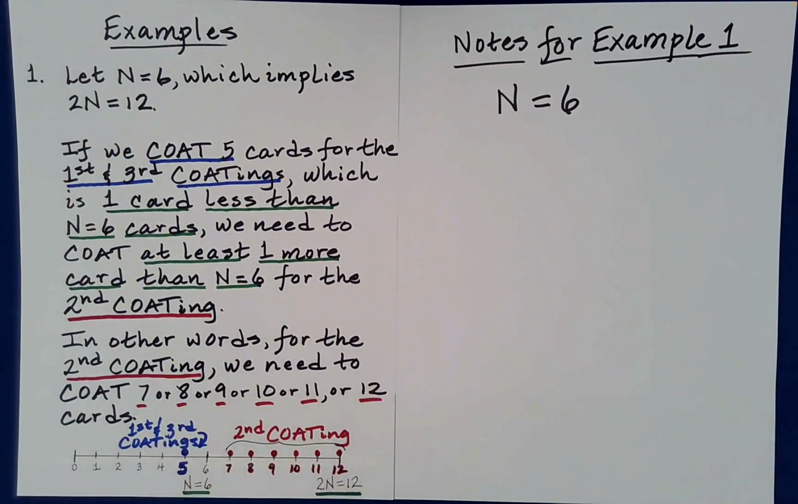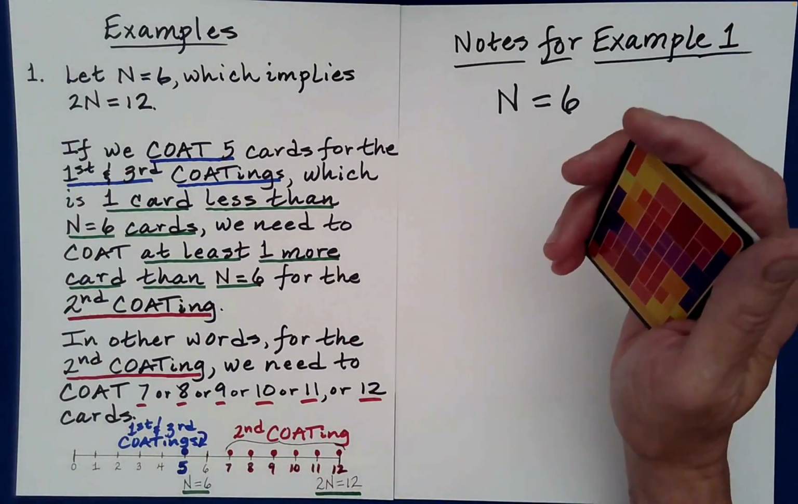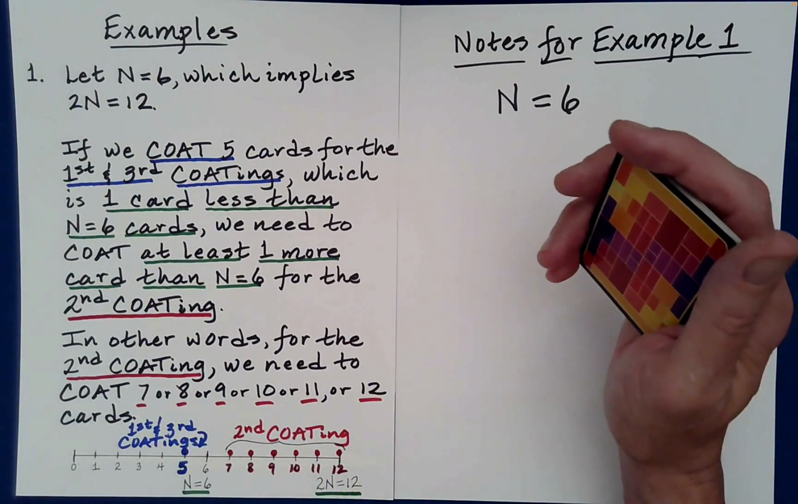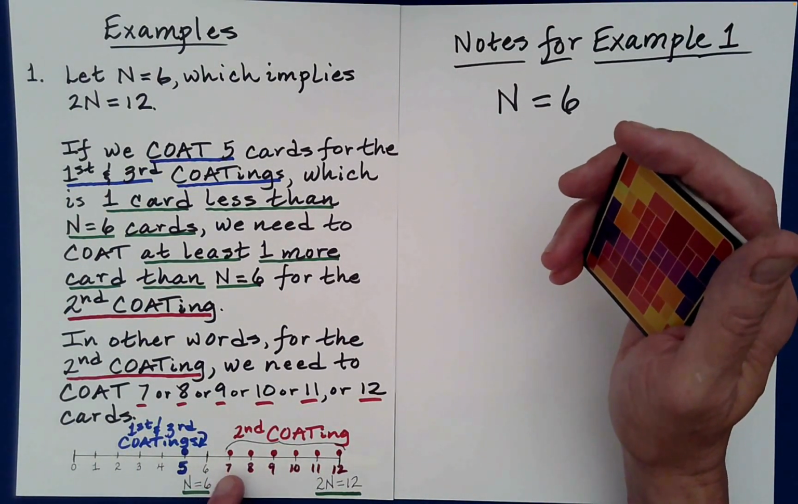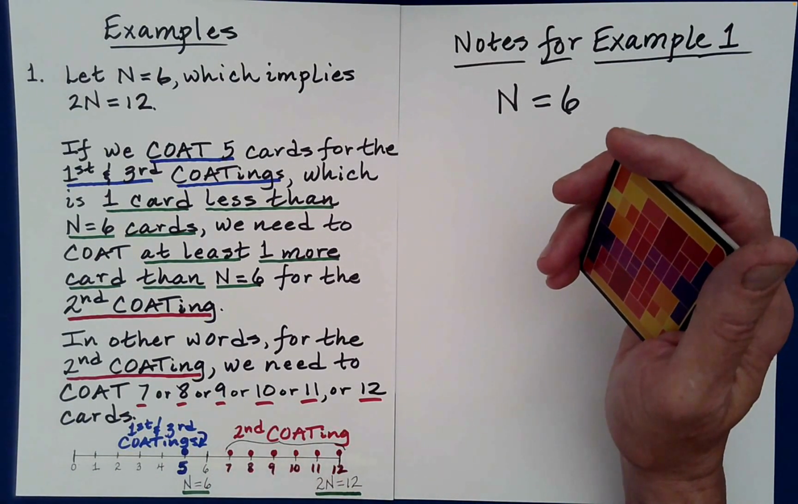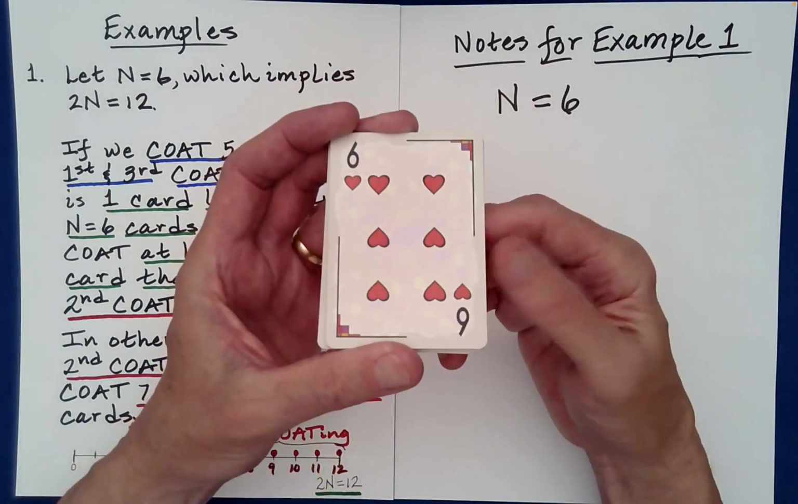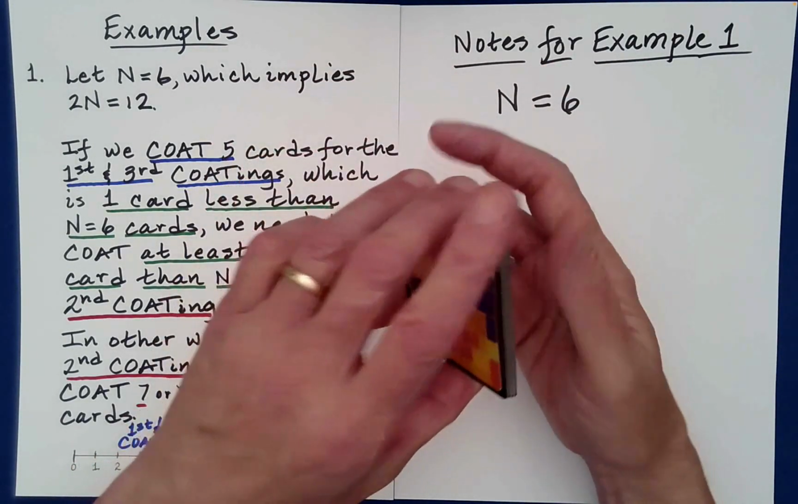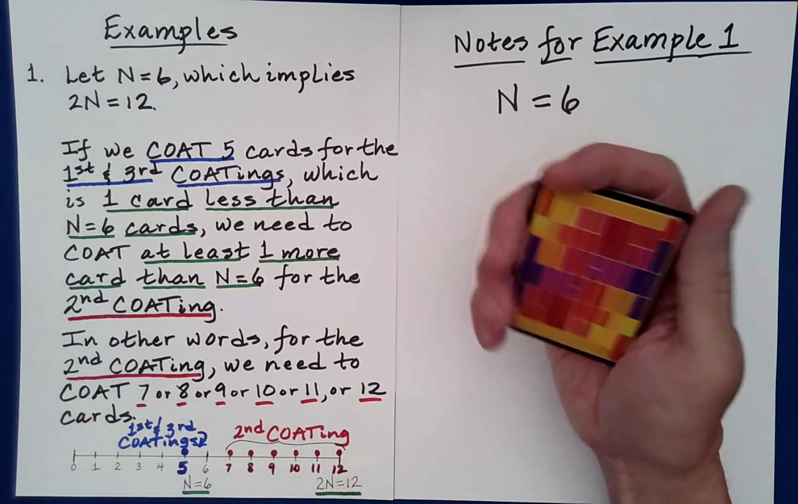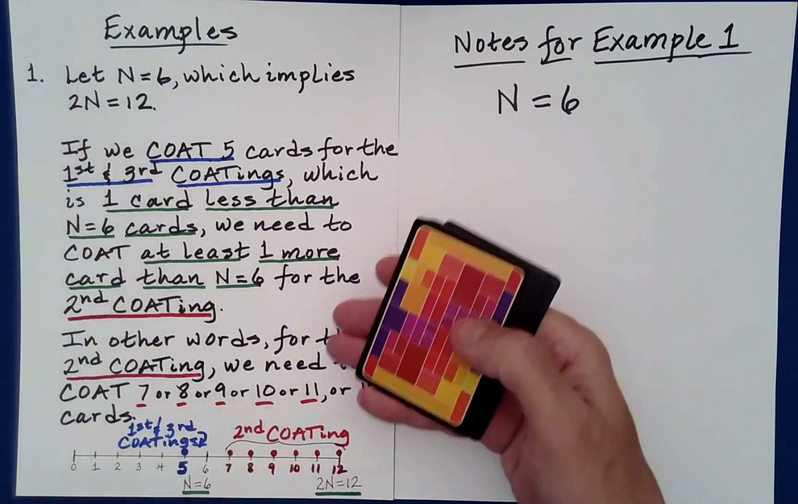So for our write-up on the left, I'm claiming that if you, quote, coat 5 cards for the first and third coatings, and then any of these number of cards down here, 7, 8, 9, 10, 11, or 12 for the second coating, that original bottom card will rise to the top. Okay, so if you think about that, that is most remarkable. So let's go ahead and coat. We'll just coat 5 cards.